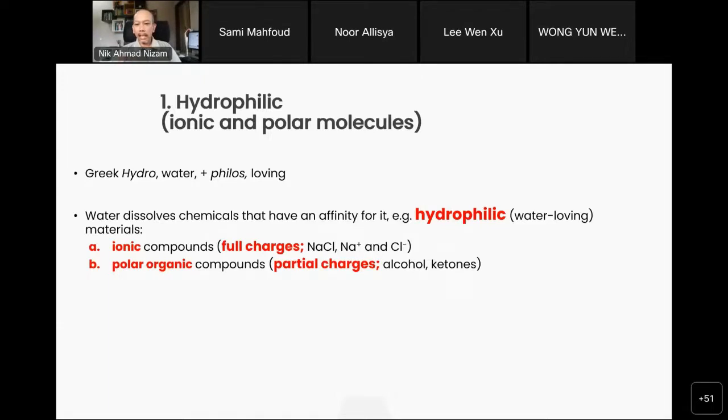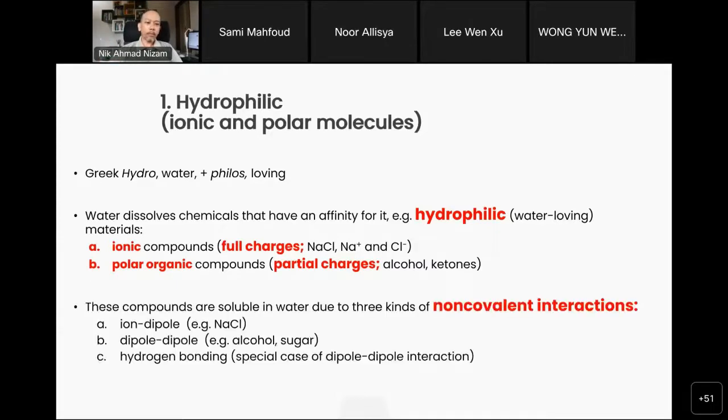Unlike hexane, hexane is non-polar because of the CH. Non-polar does not react with polar molecules. So these compounds are soluble in water due to three kinds of non-covalent interaction: ion-dipole, for example sodium chloride; dipole, for example alcohol or sugar; and hydrogen bonding, a special case of dipole interaction.